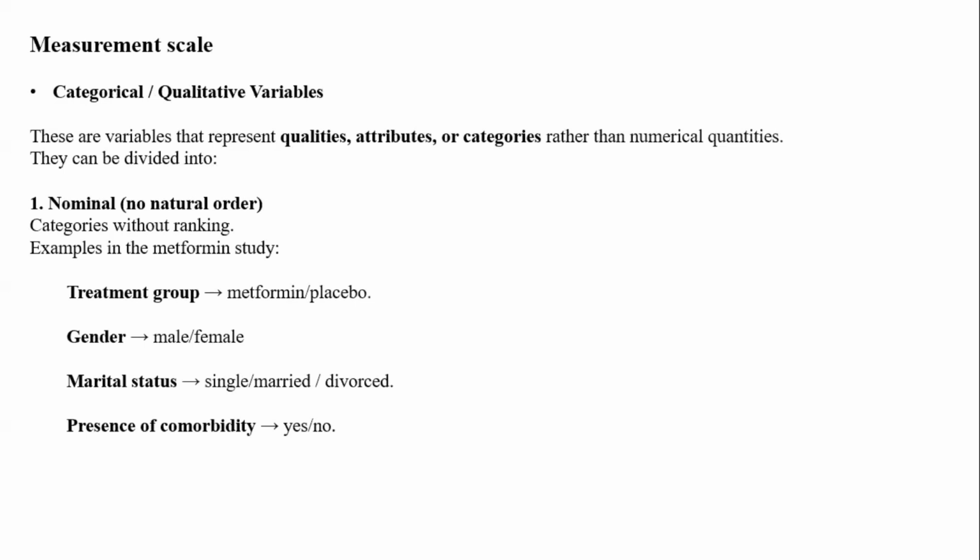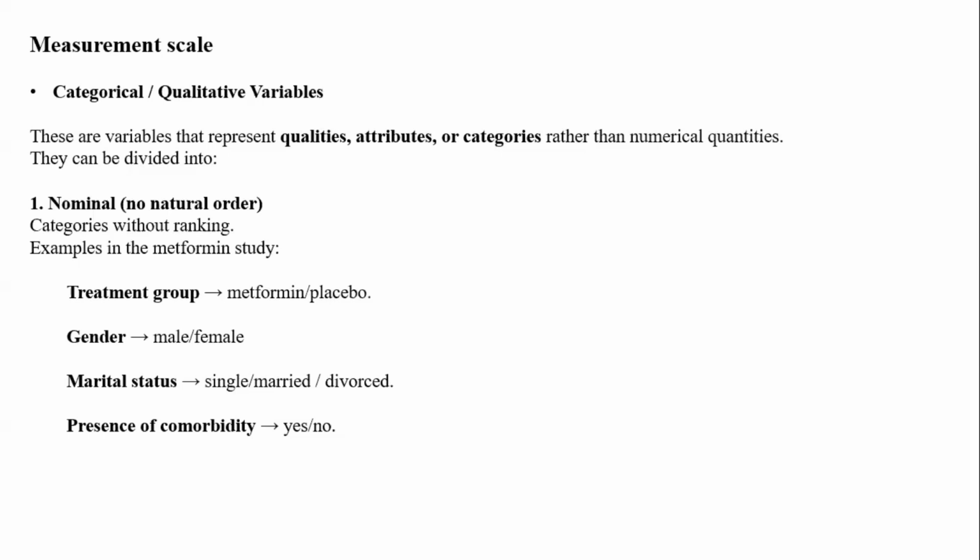Under nominal, we say that these categories categorize without ranking. For example, in the metformin study that I demonstrated earlier, we find that there are treatment groups: those who are under metformin and those who are under placebo, that is, a drug that is not as effective as the one you are trying, the control drug. Also, gender falls under nominal, that is male or female. The marital status of the patient, you can reckon single, married, divorced, or other.